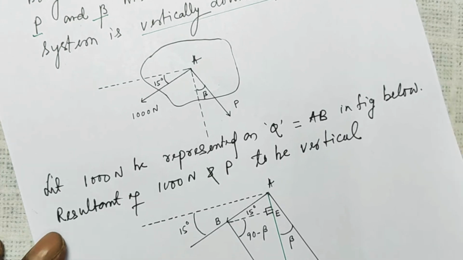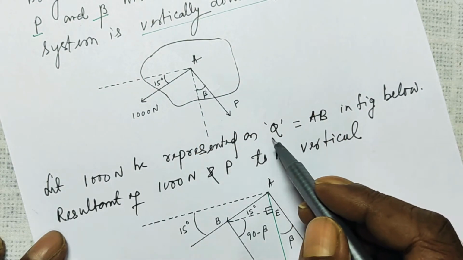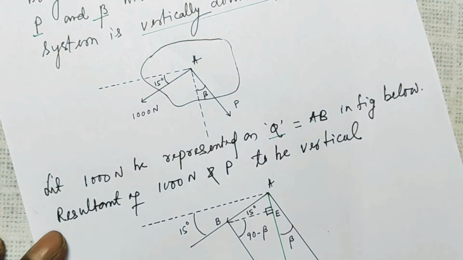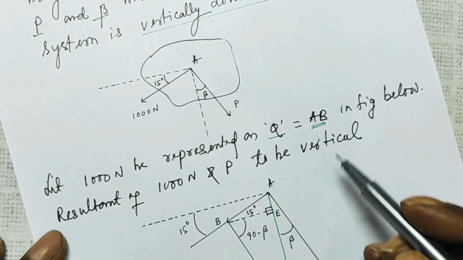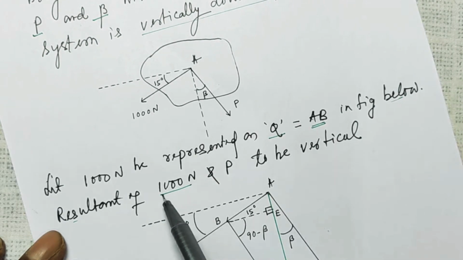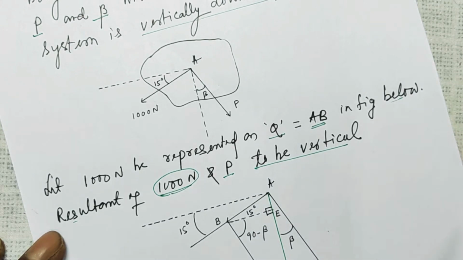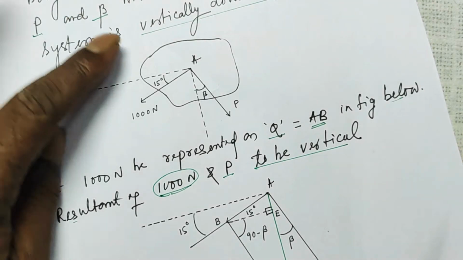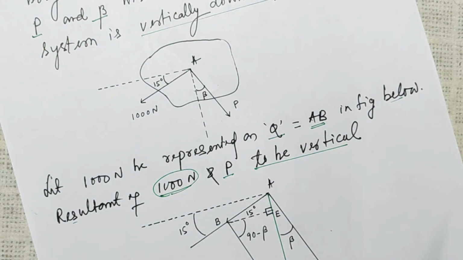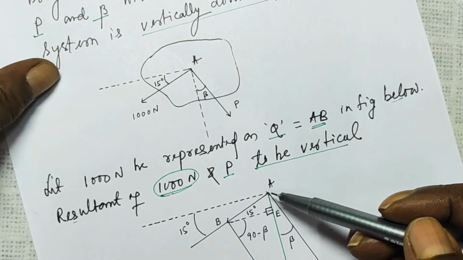So, let this 1000 Newton force be represented as Q, which is represented by the side AB in the following figure. The resultant of the 1000 Newton force, which I took as Q, and P is to be vertical, that is given in the question. So the same diagram I have redrawn here. This point A is the same as this point A.